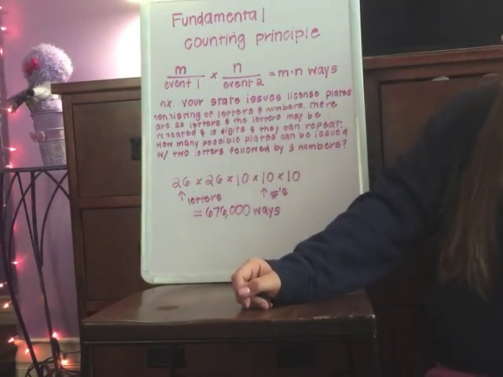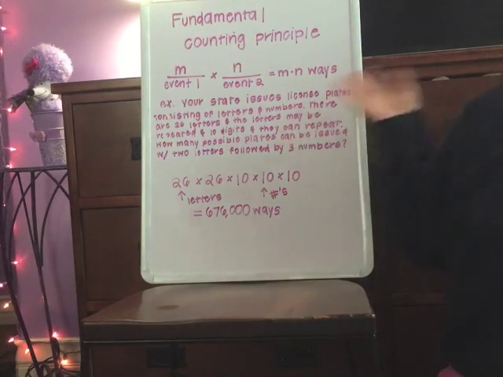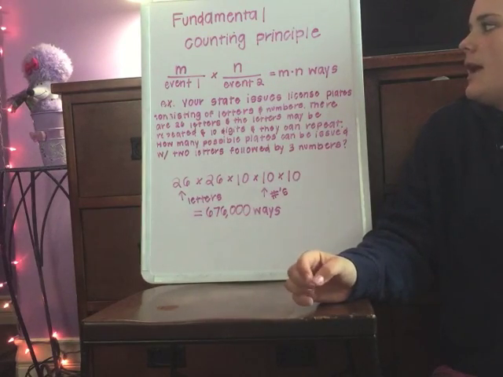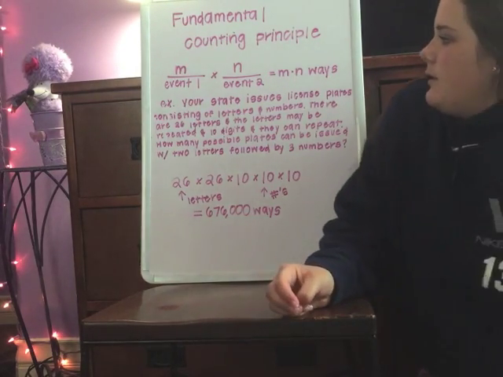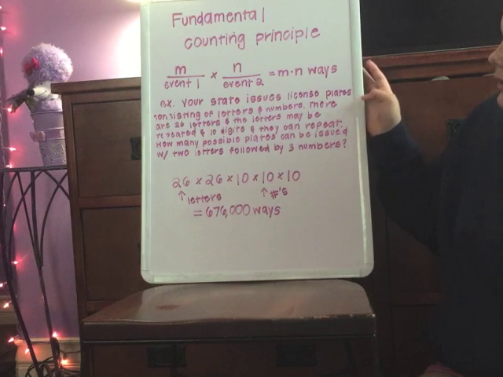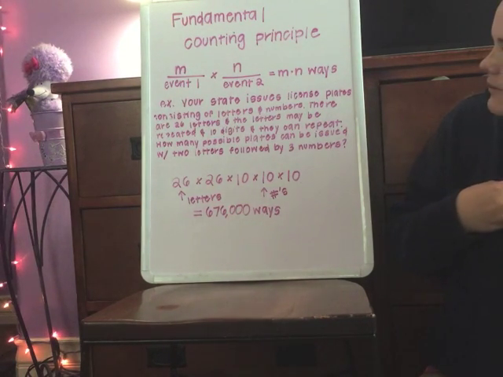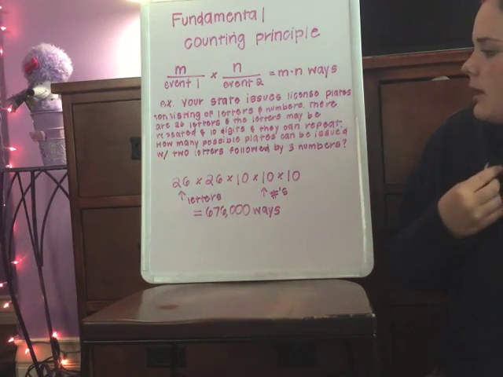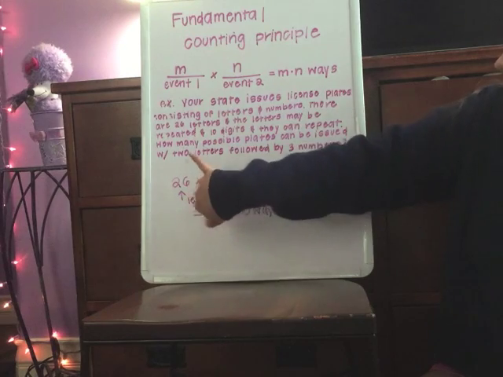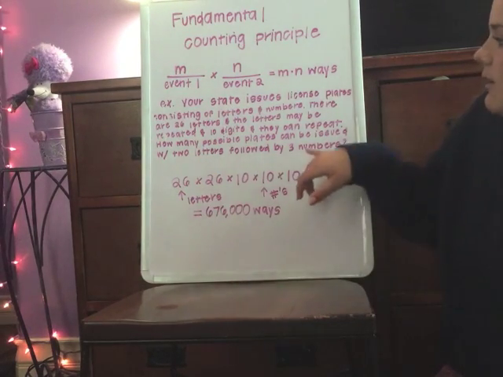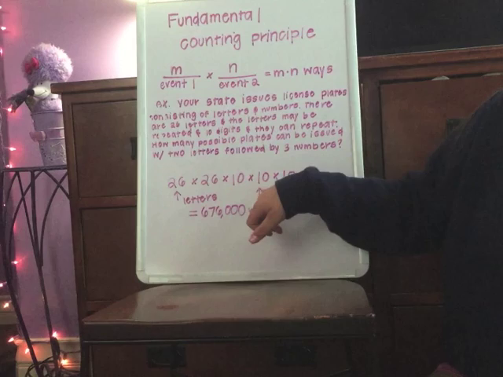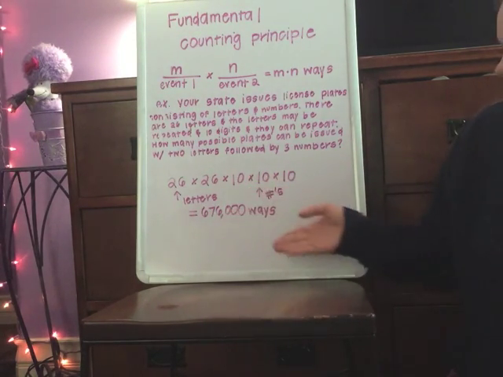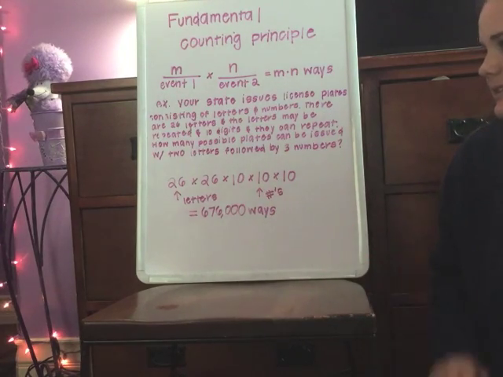This is the fundamental counting principle, and the formula you follow for it is m for event 1 times n for event 2, which equals m times n ways. And then this is the problem, and you're trying to figure out how many ways the numbers and letters can be arranged. What you do is 26 times 26, because there are 26 letters in the alphabet and it's saying 2 letters. And then you multiply 10 times 10 times 10 because it's asking for 3 numbers. Then you multiply them all and you get that number, which is how many ways it can be arranged.